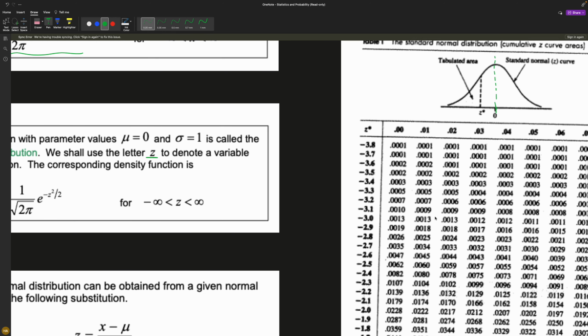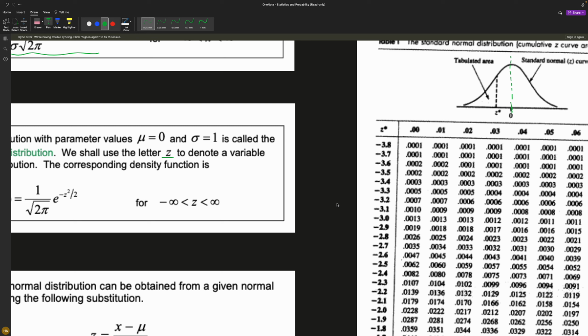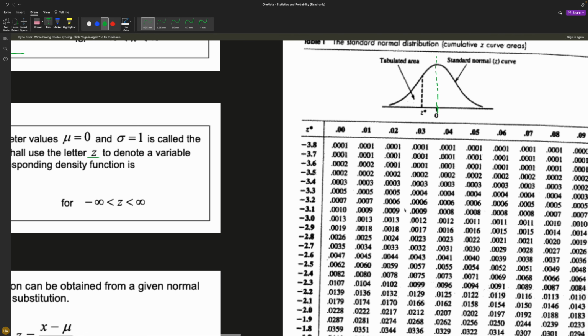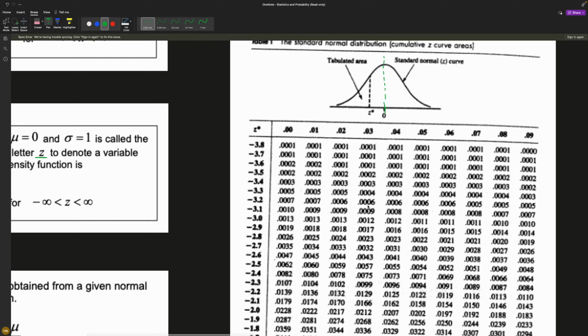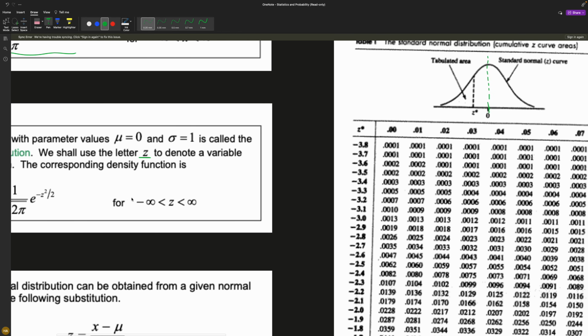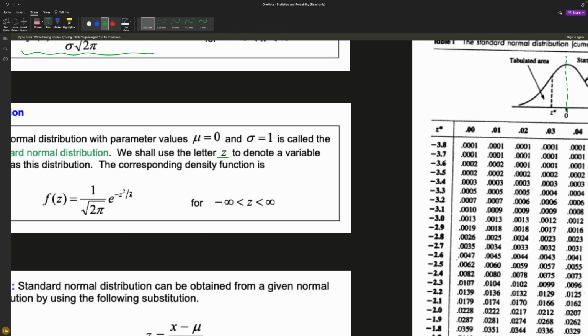And so what we do is we have this table, which is given, that gives you all the numbers for your probabilities under the curve. So you don't have to calculate it using this big fancy function.